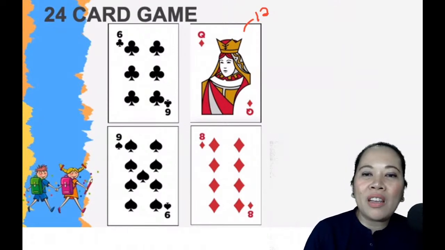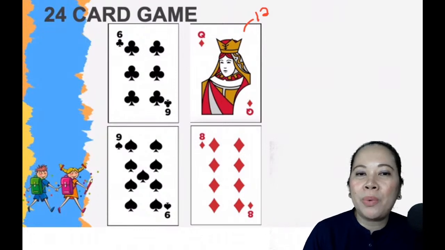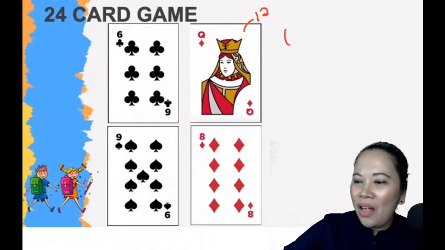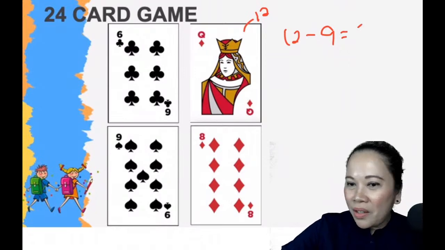I hope you receive your 10 pesos worth of load. What's up, Korea? Yay! Well done. Wow, 12 minus 9. 12 minus 9 is 3.